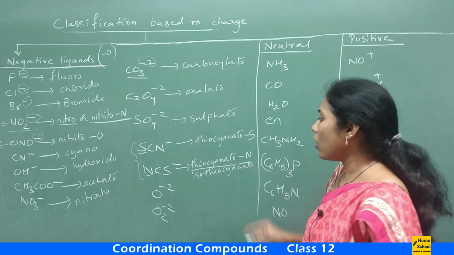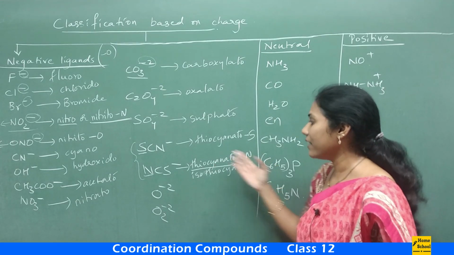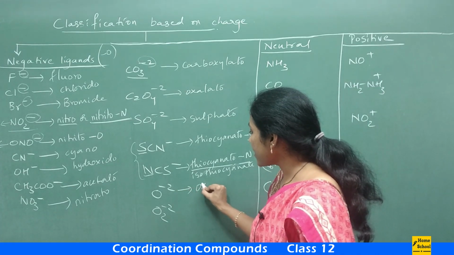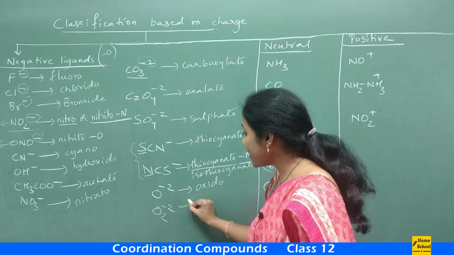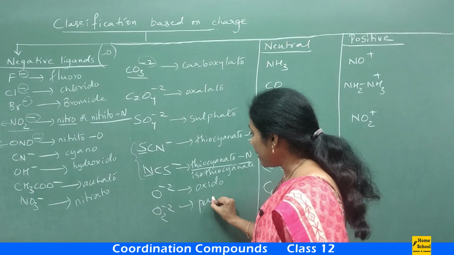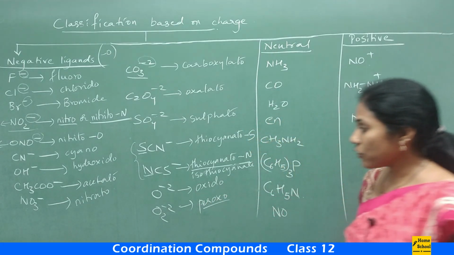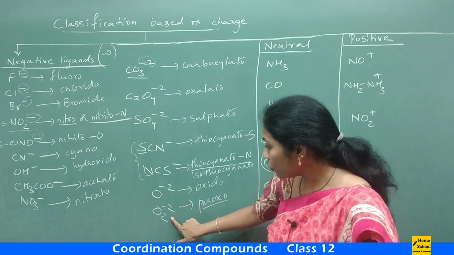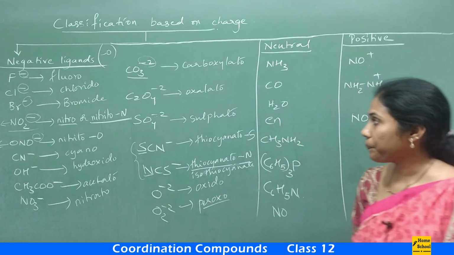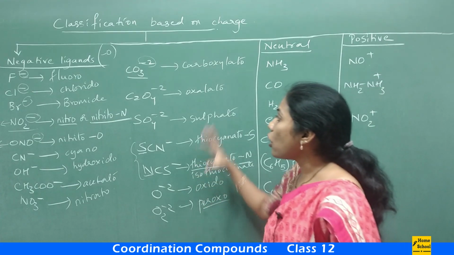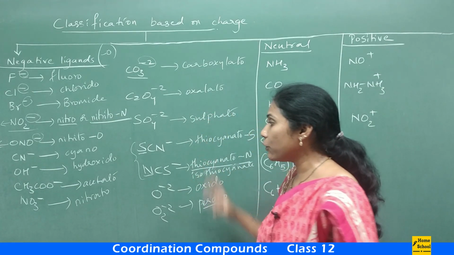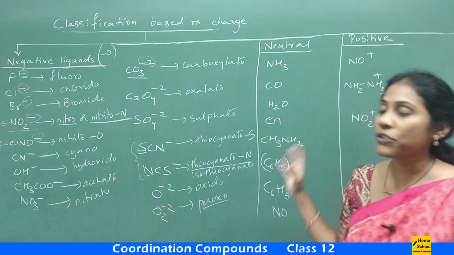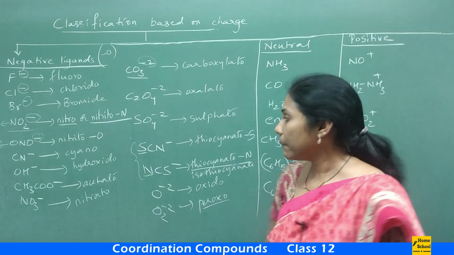But most commonly thiocyanato-N is what we use. And this is called oxido, but this is peroxo, we say. Okay, so there's a difference. Single oxygen, single O, oxido. O2 2- is peroxo. Okay, so all these are commonly observed negative ligands, whose charge is important to remember and whose name is also important to remember.